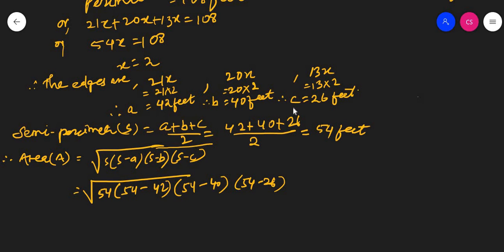Now you calculate this in the calculator and tell me the answer fast. What is the answer of this? 504. So 504 square feet is the answer. So what is the area of the land? At last you write the conclusion. Therefore the area of the land is 504 square feet.